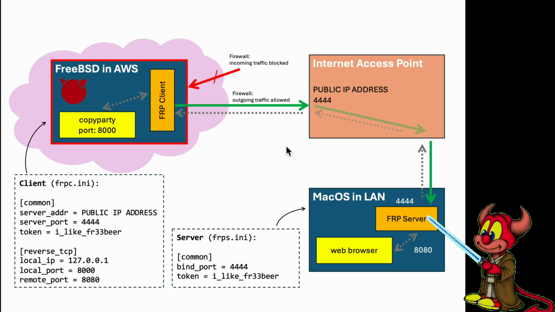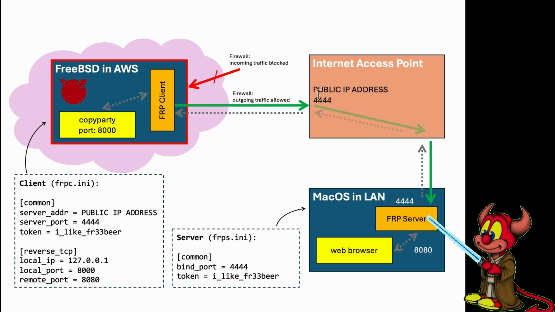To get a connection to the FreeBSD machine, I'm going to run an FRP server, the fast reverse proxy server, on my macOS laptop. This is going to open a port 4444, and in my internet access point, I need to expose the port 4444 to the public IP address. I'm not going to show you how to do this configuration, but you can figure it out for your own system.